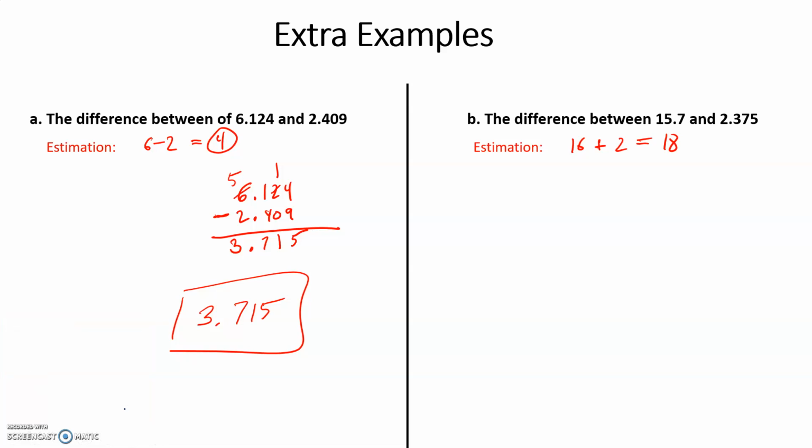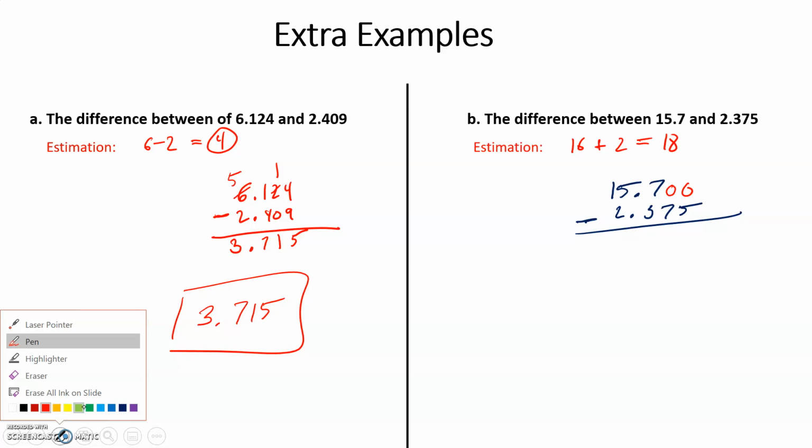Line up with the bigger number on top. 15 and 7/10 is actually the bigger number. Don't get that confused, even though the other one has more digits. So 2 and 375 thousandths. Now let's go ahead and subtract. Before I do that, I'm going to add my placeholders, 0, 0. Now I'm going to go ahead and subtract.